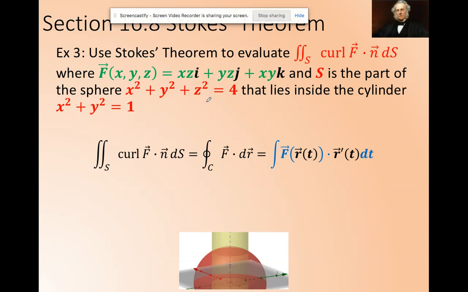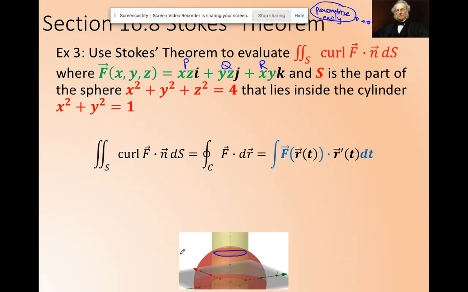This time, this is more like the two problems that I'm asking you to do associated with this video. I'm going to ask you to do the curl, but since I'm saying use Stokes, probably what's going to happen is that this is going to be easy to parametrize, and curl not as much. So look at the curl here. Doable, but kind of gross, right? So they're asking me to evaluate a surface integral. They gave me a 3D surface, part of a sphere, that lies inside the cylinder.